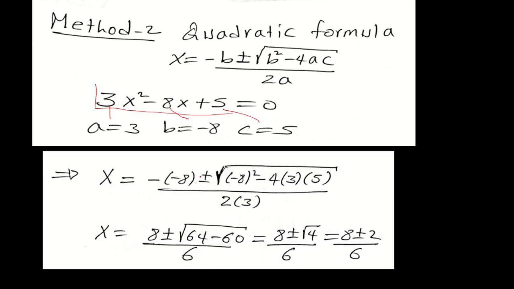Therefore, let's plug in. In place of negative b, let's substitute negative of negative 8 plus or minus. b squared means negative 8 squared, and minus 4ac, the a here, the c here, over 2a means 2 times 3.